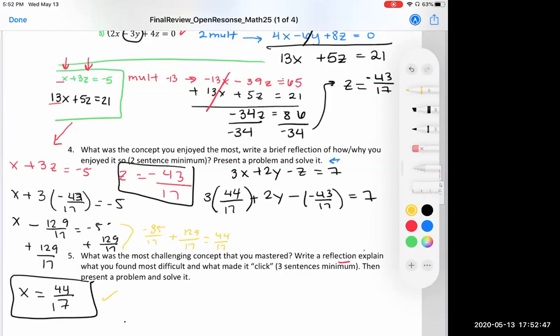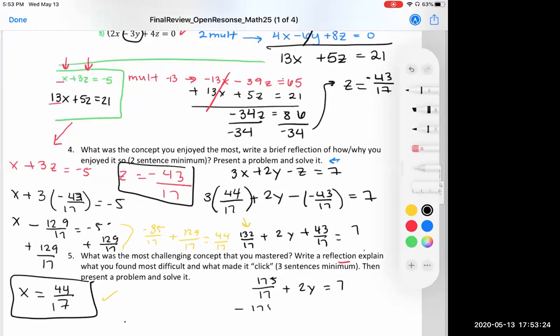All right, let's go ahead and continue. So 3 times 44, and we get 132. So we're at 132 over 17 plus 2y plus 43 over 17 is equal to 7. Let's see, it has a common denominator, right? 132 plus 43, we're left with 175 over 17 plus 2y is equal to 7.